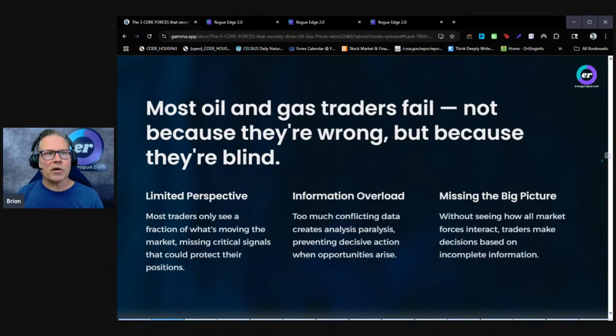Most oil and gas traders fail, and most oil and gas companies fail, not because they're wrong, but because they're blind. They have a limited perspective and they face information overload and they're missing the big picture. So, a lot of traders, a lot of energy companies only see a fraction of what's actually moving the markets and missing critical signals that could protect their positions. So, they also have information overload.